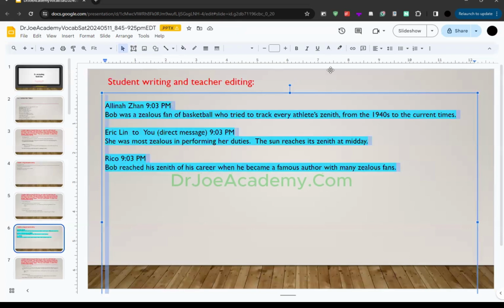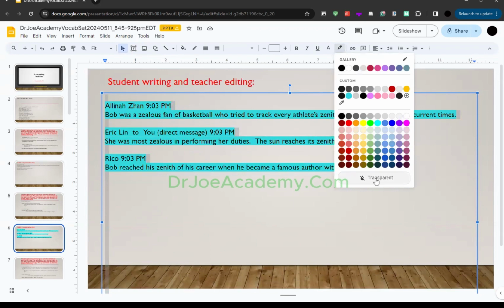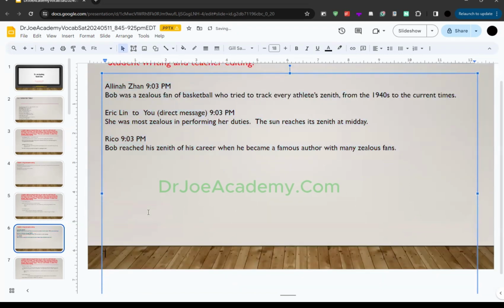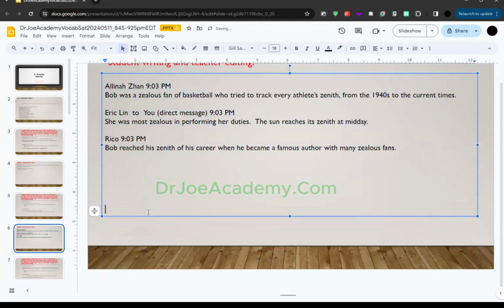Okay, so everyone has finished their sentences for this word, so we're going to go ahead and start taking it up. Alina, do you want to go first and read your sentence?